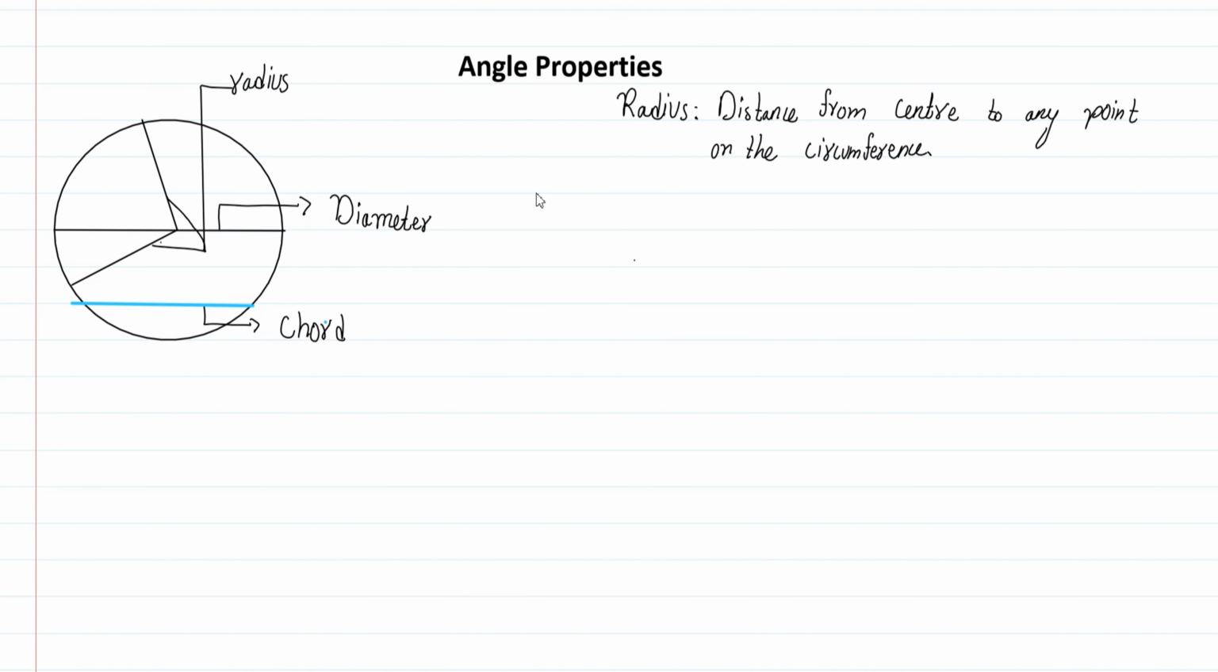The second one is chord. The chord is basically a line joining two points on the circumference. Chord means it does not pass from the center. You can also write that.